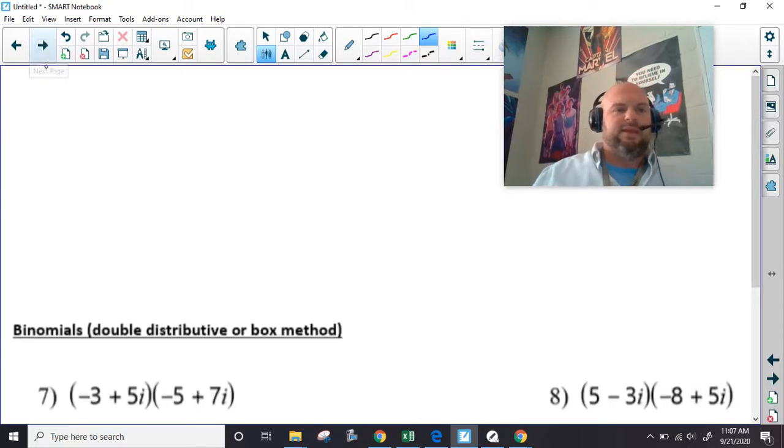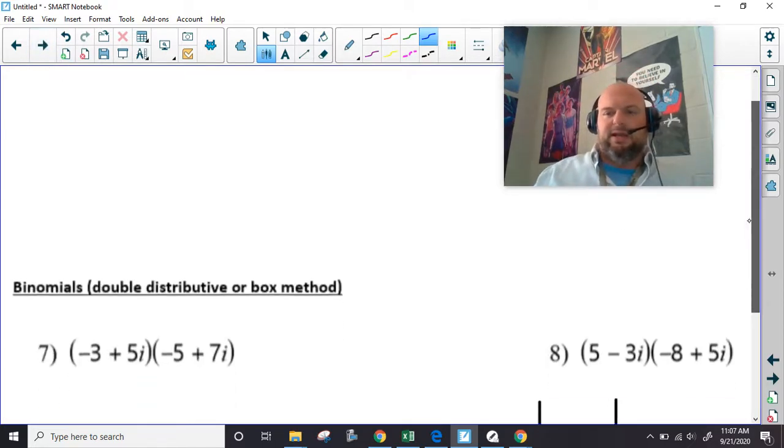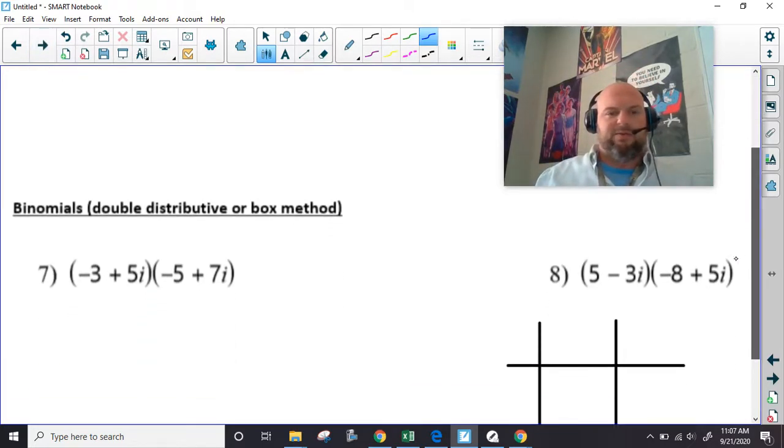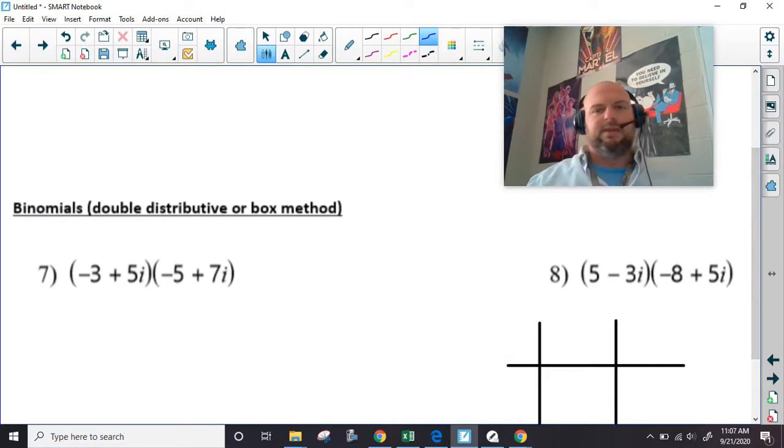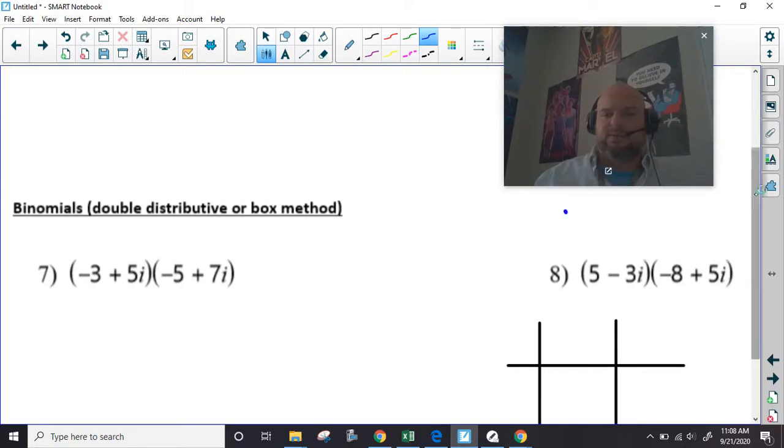All right. So, yet again, this comes back. We have binomials. Some people do FOIL, some people do double distributive, box method. For students I've had before, we do double distributive or box method. It works out for them. You can choose either or. Choose what works for you. I'm going to do number 7 as a double distributive and number 8 as a box method.